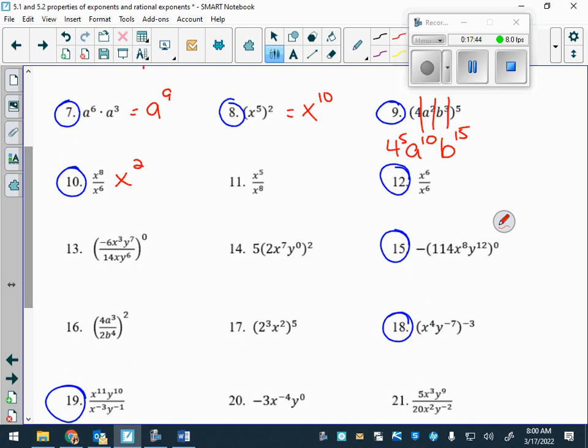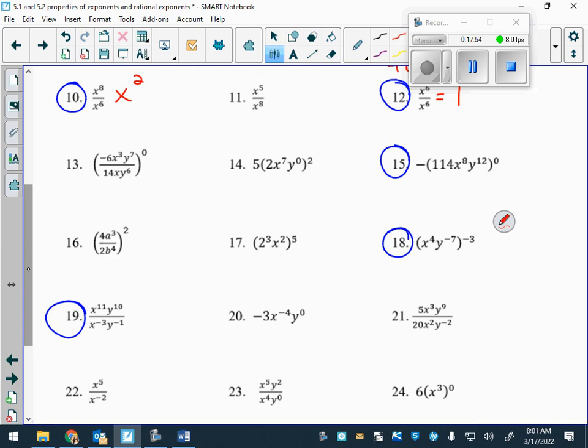Number 10 is correct. You are subtracting and getting x squared. Excellent. Number 12 is also correct. Get 1. Now number 15. This whole thing is raised to the 0 power, which equals what? 1. You bring the negative down, it's negative 1. You end up with negative 1. That whole set of parentheses is raised to the 0 power. So it automatically cancels everything out and it equals 1, all right?